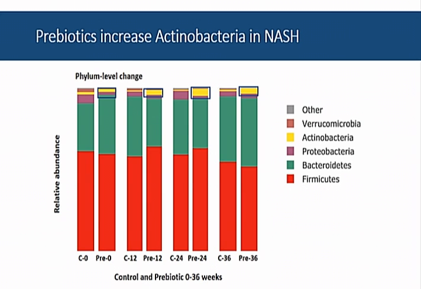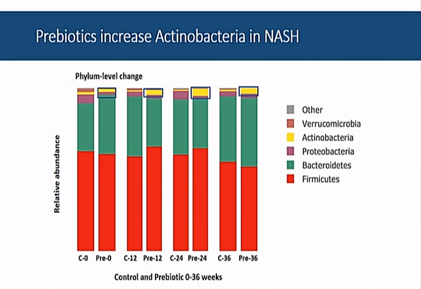So we did 16S rRNA gene sequencing, and we were looking at the gut microbiota composition. You can see on the x-axis there, you've got week 0, 12, 24, and 36, and then relative abundance. The two primary phyla of bacteria are Firmicutes and Bacteroidetes. But the one we were interested in is actinobacteria. And you can see in the yellow box there, at baseline, the yellow box is the same between prebiotic and placebo.